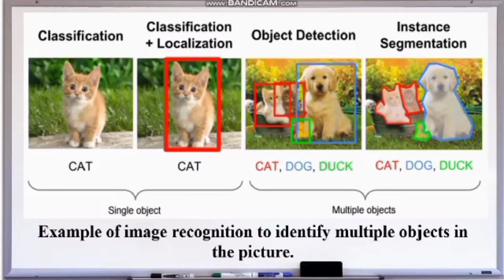And this one is the example of image recognition to identify multiple objects in the picture. Like you can see, the classification, and the classification plus the localization has the image of the cat. It is an example of a single object. And the next one is the object detection and instance segmentation, which has a dog, cat, and duck, which we call multiple objects because there are many animals in this image.